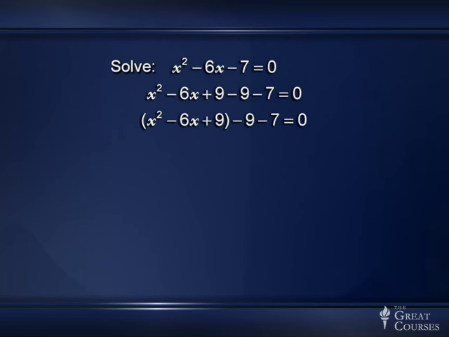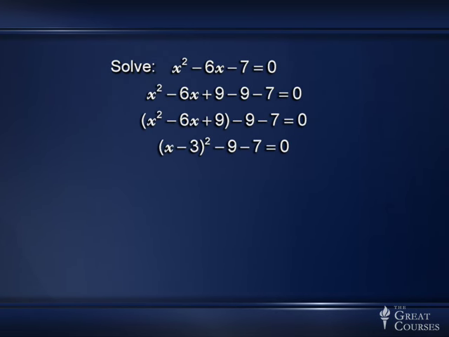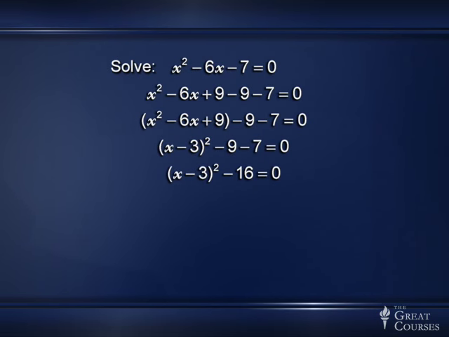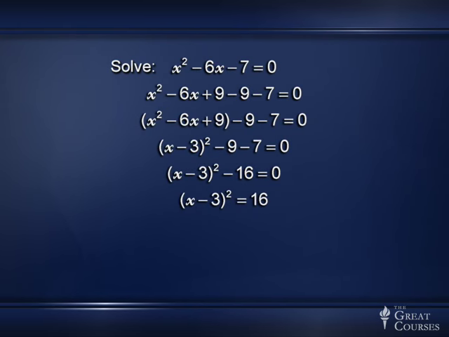The x squared minus 6x plus 9 is the same as x minus 3 squared. By the way, that 3 is 6 over 2. That's where it comes from. And so now I have x minus 3 squared minus 9 minus 7 equals 0, which is the same as x minus 3 squared minus 16 equals 0. And if I add that 16 over to the other side, I have x minus 3 squared equals 16.